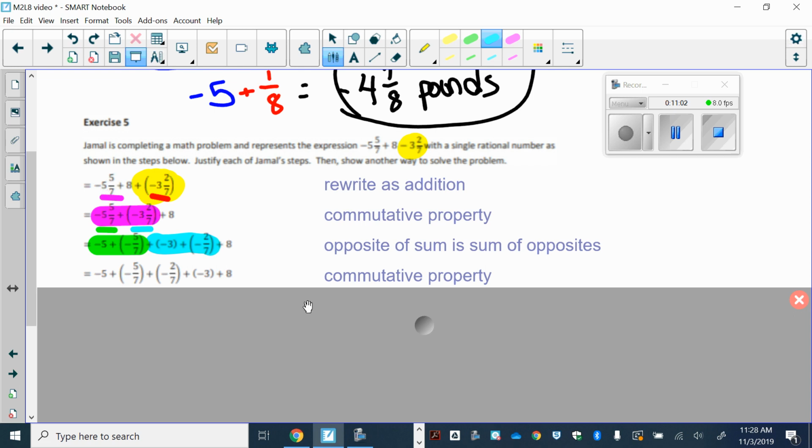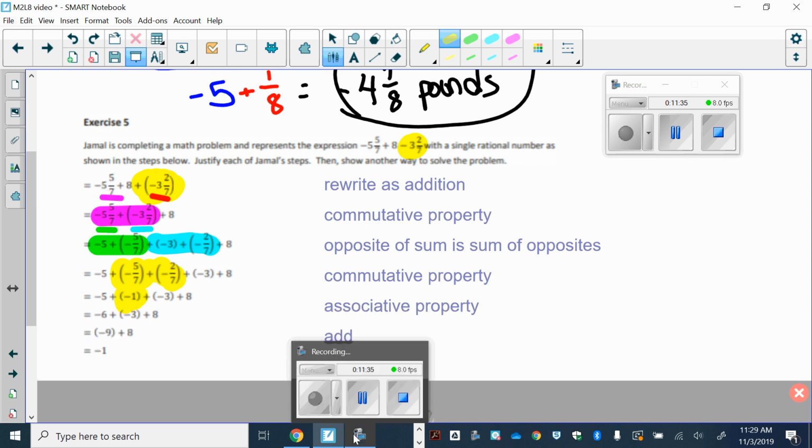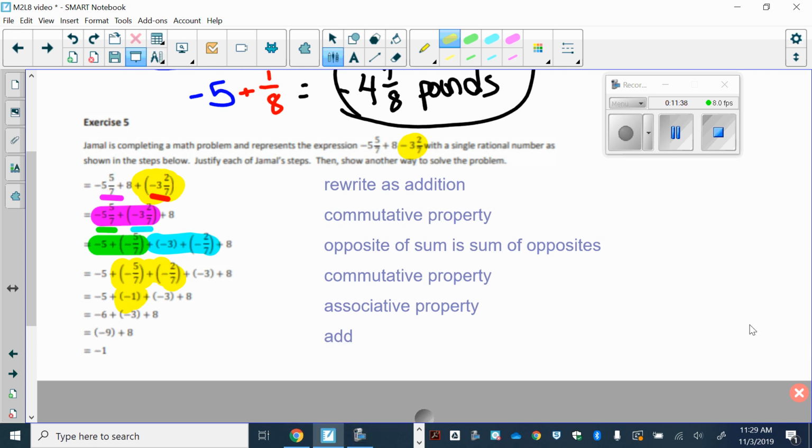Next, he used his commutative property again. He put the two fractional pieces together. It's all addition, so we can move things around as needed. Now that the two fractional pieces are together, he used his associative property. He doesn't need to go left to right because it's all addition. He took those two fractional pieces that have the same denominator, and he added them together to get -1. Now it's all whole numbers. So what does he do? He just adds. And he got an answer of -1.